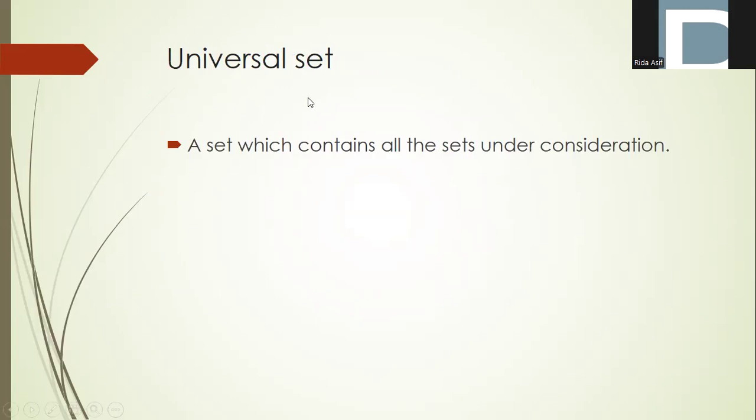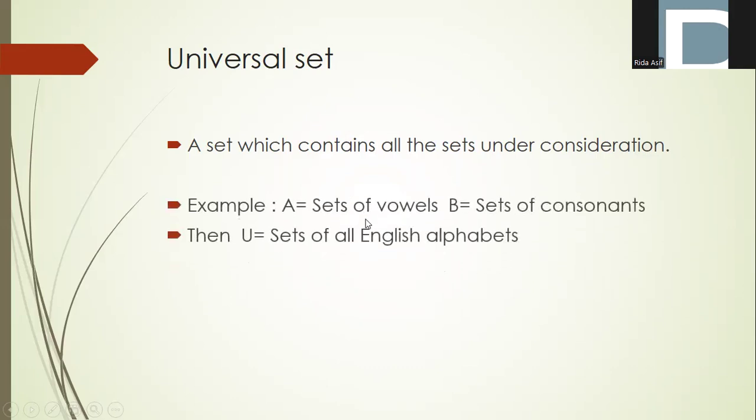Now, students, what is called the universal set? A set which contains all the sets under consideration. For example, A is a set of vowels, B is a set of consonants. Then U, that means universal set, is a set of all English alphabets. That means the universal set contains all the alphabets from A to Z.